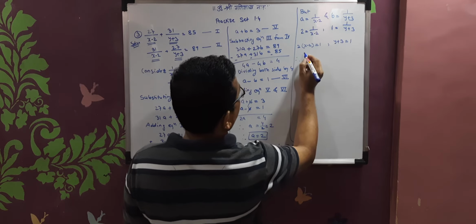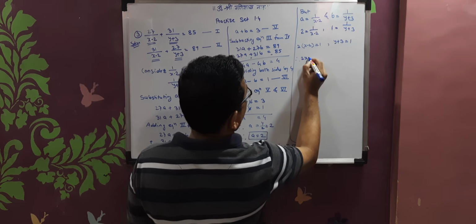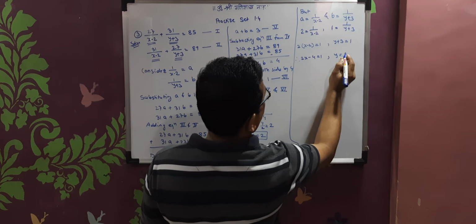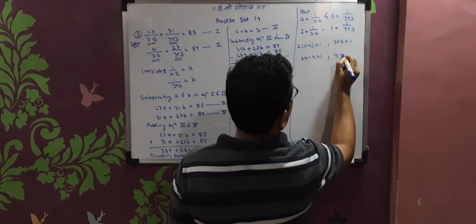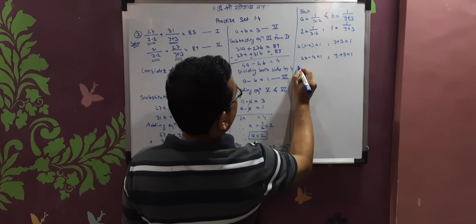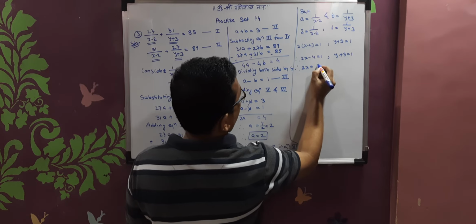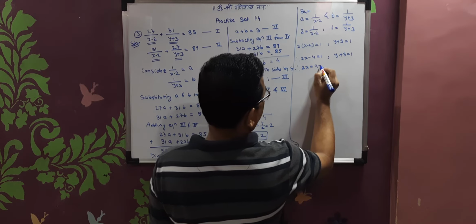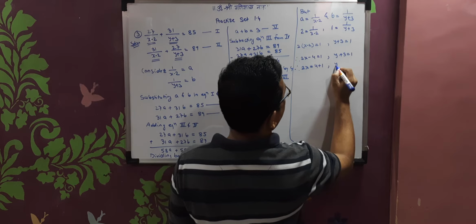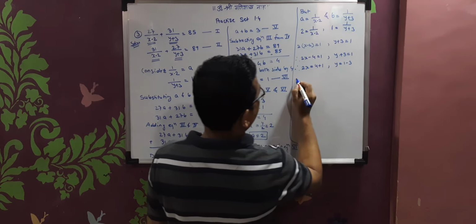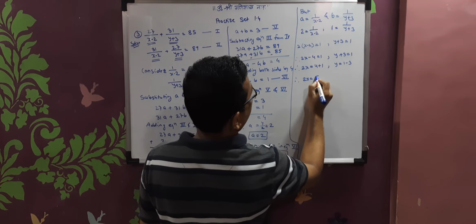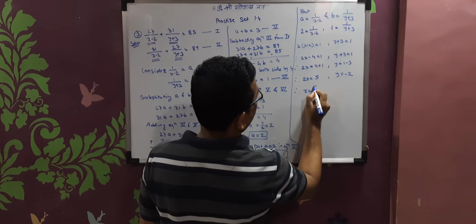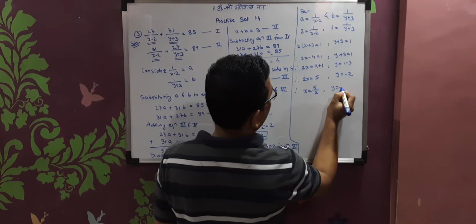So this is 2x minus 4 is equal to 1 and y plus 3 is equal to 1. So 2x is equal to, minus 4 will go to the right hand side, so it becomes plus 4, plus 1, and y is equal to 1 minus 3. So 2x is equal to 5 and y is equal to minus 2. So x is equal to 5 upon 2 and y is equal to minus 2.